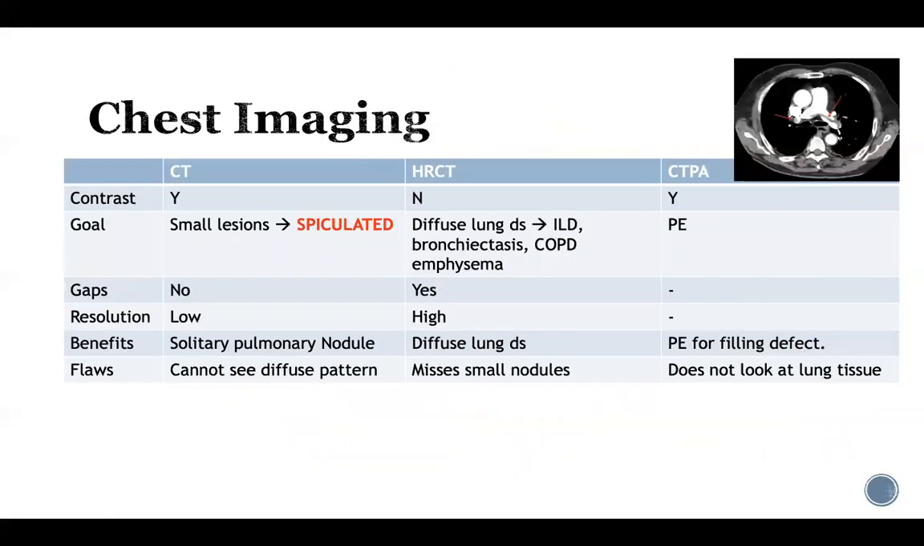Yay. Chest imaging, this one's not too important. You just need to know that HRCTs exist and you use them for fibrosis. CTPAs exist and you use them for PEs in non-pregnant women. And if you see a spiculated lesion, that is lung cancer.